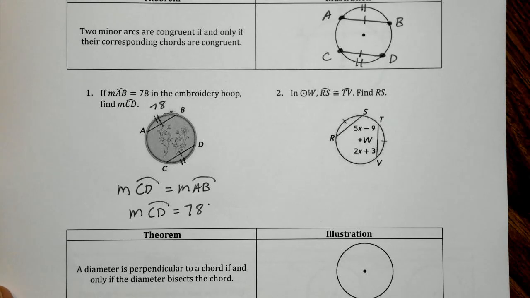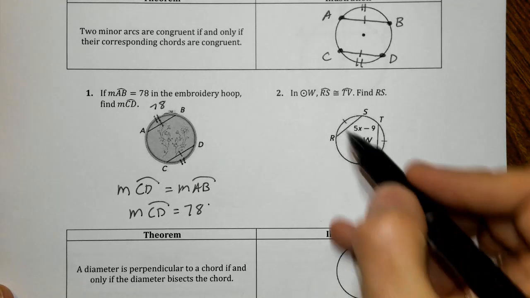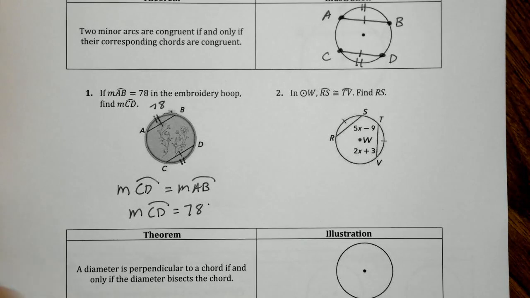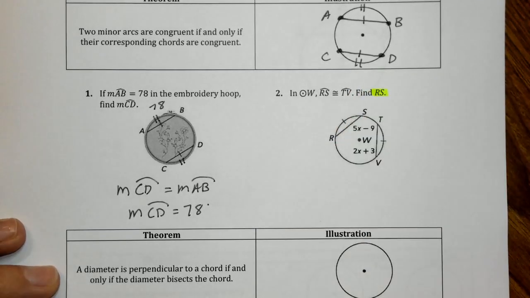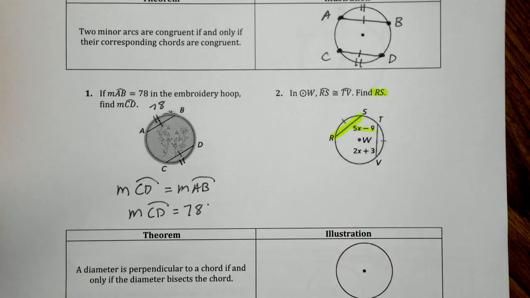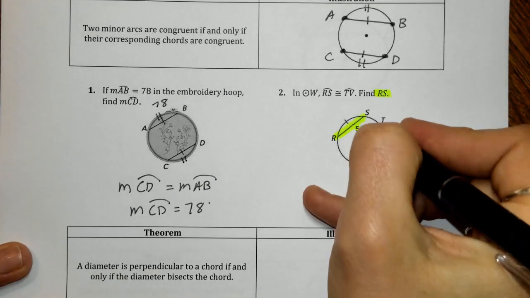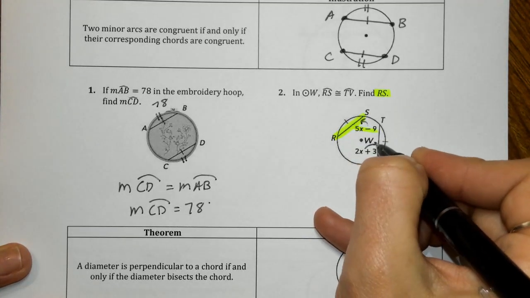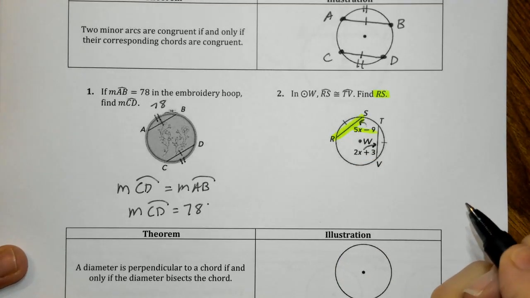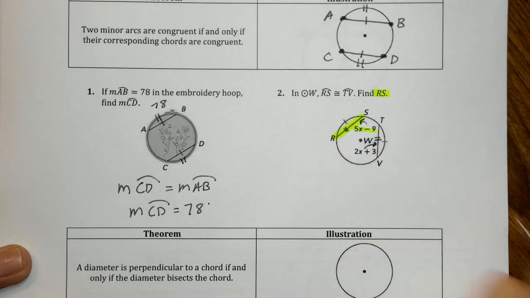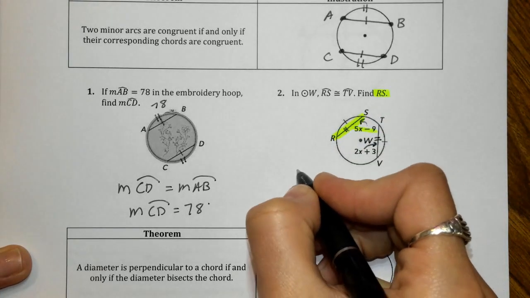Number 2, we're going to bring in some algebra. In circle W, arc RS right here is going to be congruent to arc TV, and they put those markings. So what we're going to do is find the length of the chord RS. After we solve for x, we need to substitute back in for 5x minus 9. The 5x minus 9 will go to chord RS. The 2x plus 3 will go to chord TV. Since they are congruent, because their corresponding arcs are congruent, we'll set them equal to each other.